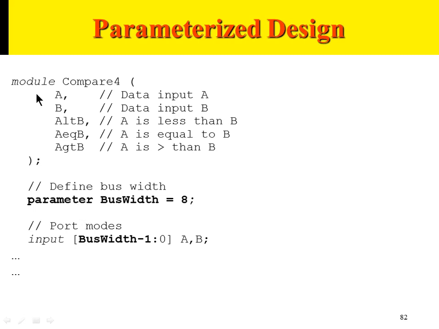In this case, just after the module and the port list, I am declaring a parameter called bus_width equal to 8. So this parameter called bus_width can be used to declare the width of the input ports A and B: bus_width minus 1. So bus_width is 8, 8 minus 1 is 7, down to 0. So A and B, each of them is an input port of 8 bits.